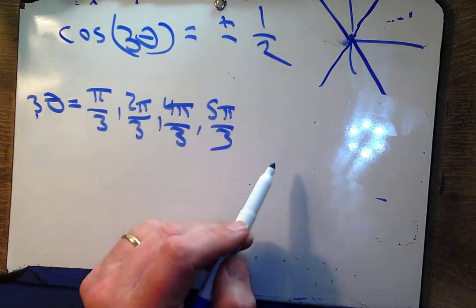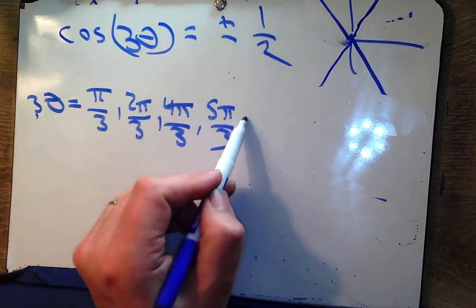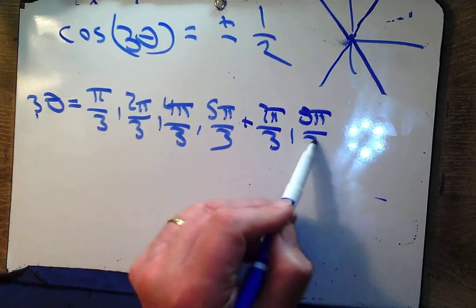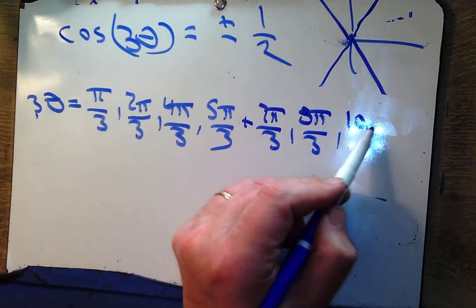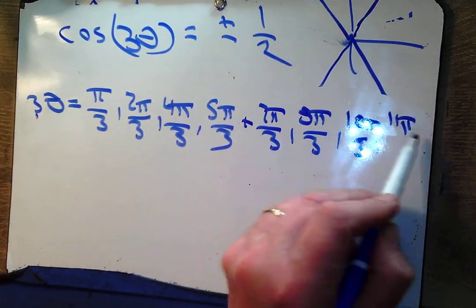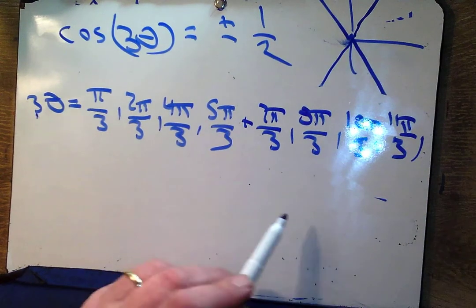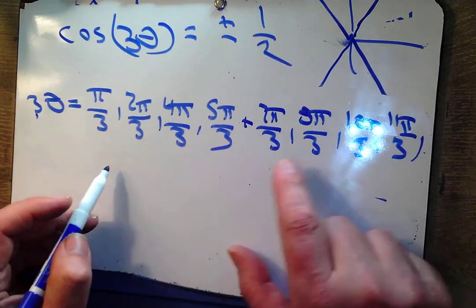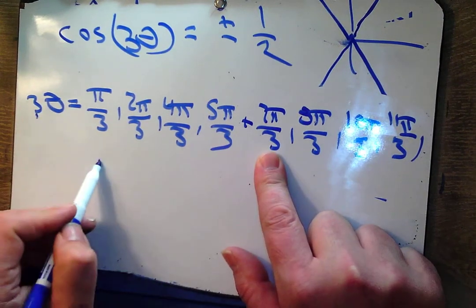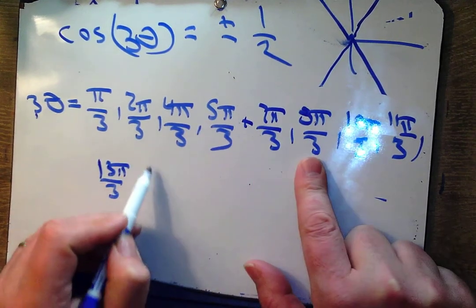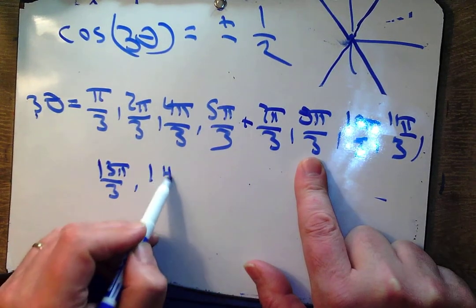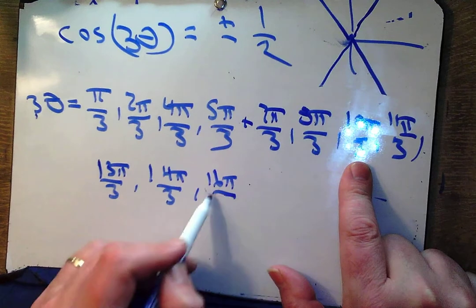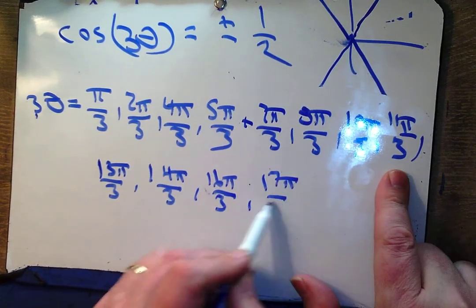So I'm going to add 2 pi to each of these. 2 pi is going to be 6 pi over 3. So 7 pi over 3, 8 pi over 3, 10 pi over 3, and 11 pi over 3. But that's the second time around. I need to go 3 times around, so I'm going to still have some more. I'm adding 6 pi over 3 to this: 13 pi over 3, 14 pi over 3, 16 pi over 3, and 17 pi over 3.